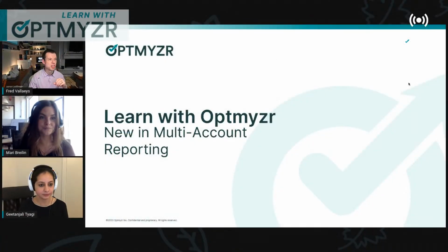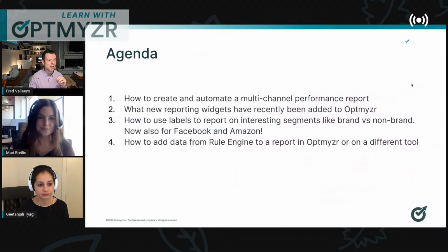Very good. Well, good. So, Mari, show us, we got some slides here, right? So I'm going to show everyone those. Agenda-wise, this is what we're going to cover. So multi-account reporting, a couple of specific topics. So how to create and set up multi-channel performance reports, not just creation, but obviously also the automation that runs with that. We're going to talk about some of the new reporting widgets that we've made available recently. And then we're going to use labels to make some more advanced reports.